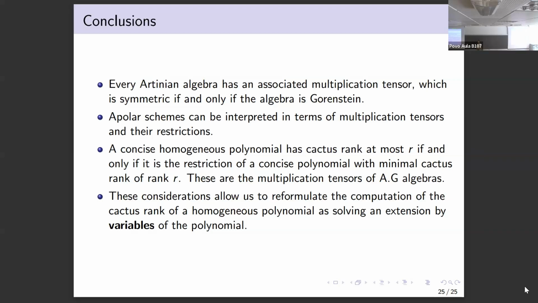Generic on 1 to 4, right? And then you have another. The cactus variety is, from what I know, not very well understood.